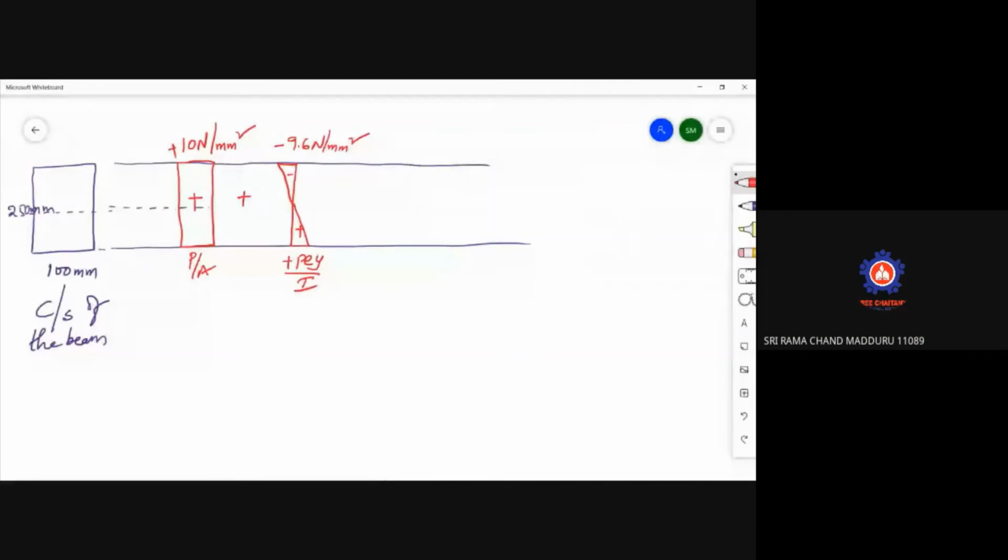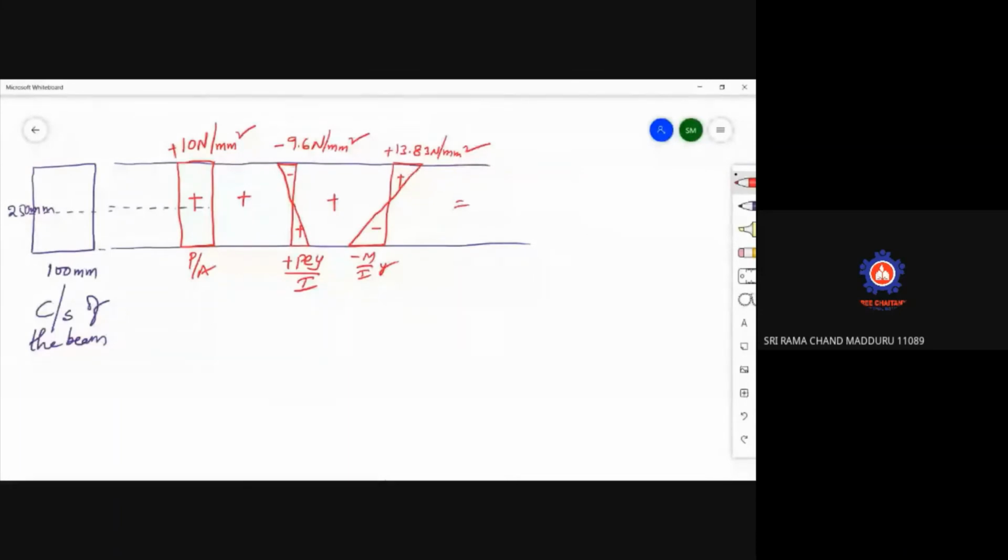Then the next one, after this, is the bending stress due to loading. So this bending stress due to loading is like this, which is negative, which is positive, and the value we have written is 13.83, I think. So I will write down the same thing, plus 13.83 Newton per mm square. So this is minus M by I into y.